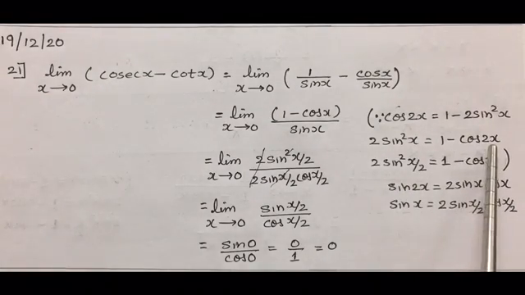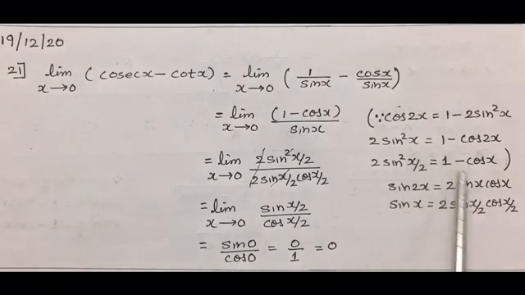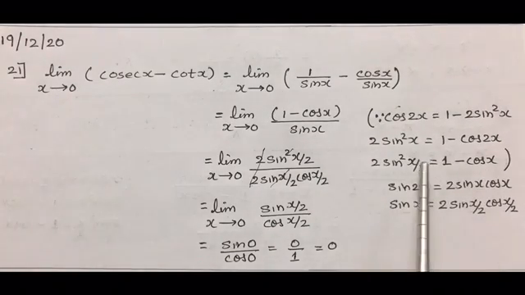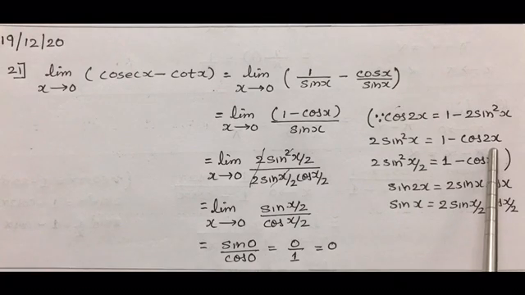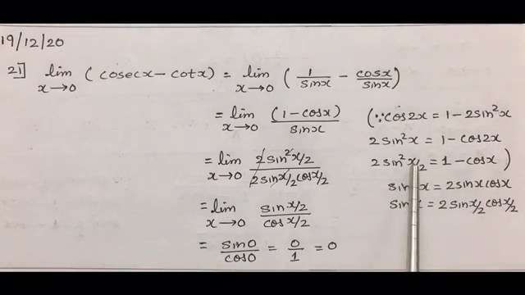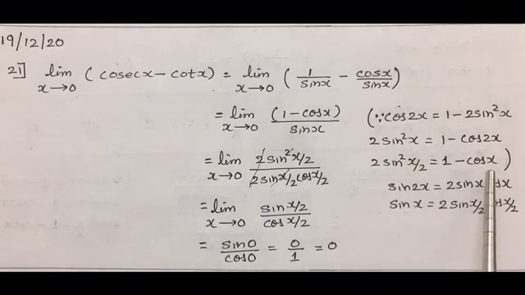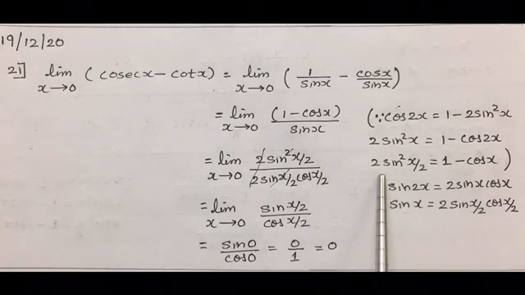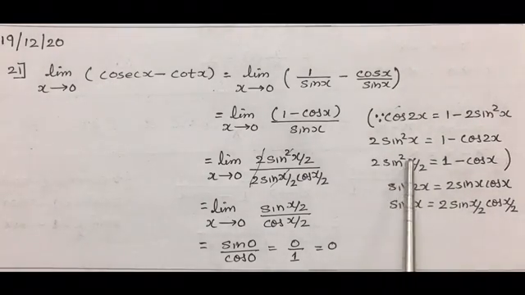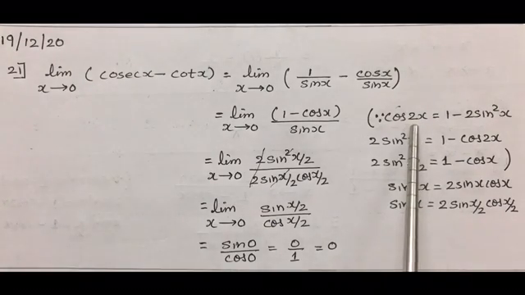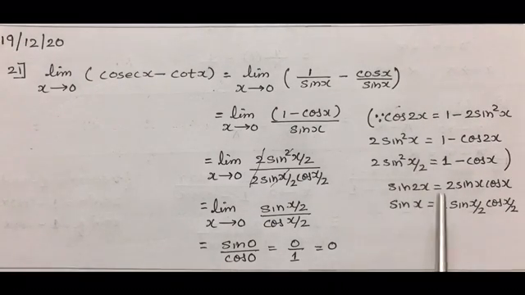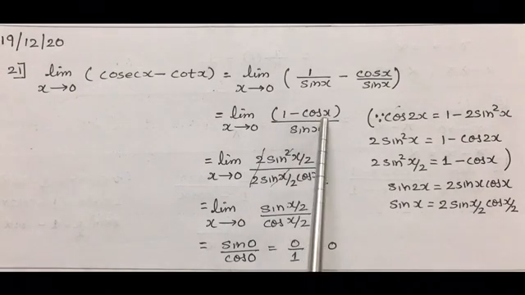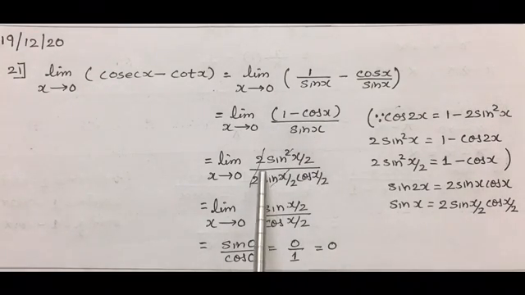So if 2x is there, then we get x here. If x will be there, we will get x by 2. That is, we have to make half. So for 1 minus cos x, we have the value 2 sine square x by 2 using the formula of cos 2x. So in the place of 1 minus cos x, keeping 2 sine square x by 2.